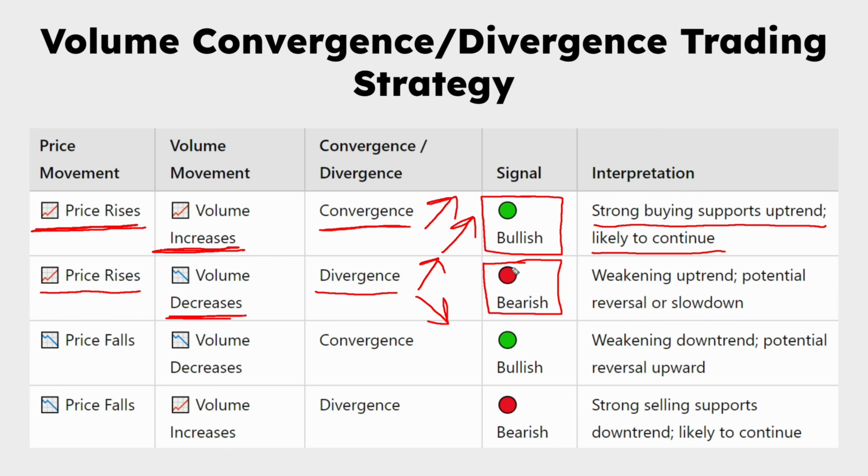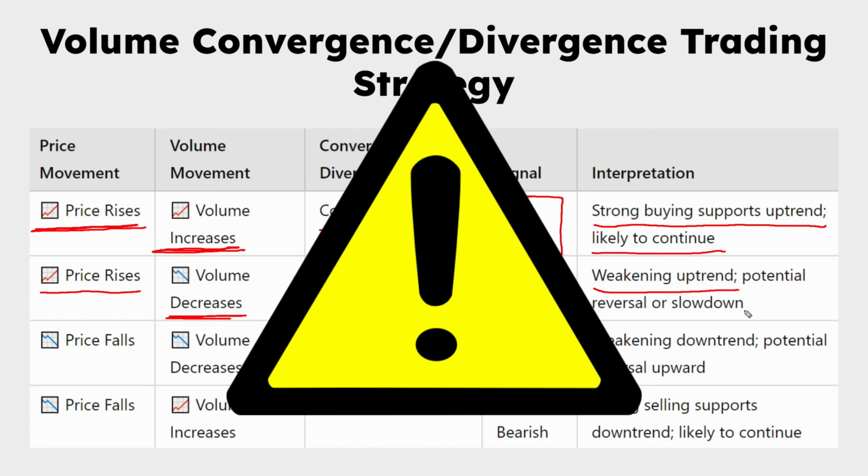If we have the price going up and the volume going down, it means that less and less buyers are supporting the uptrend. So we have a weakening uptrend, and this right here is a potential reversal, or at least a potential slowdown of the uptrend. So this right here is a bearish signal, or at least a warning signal.